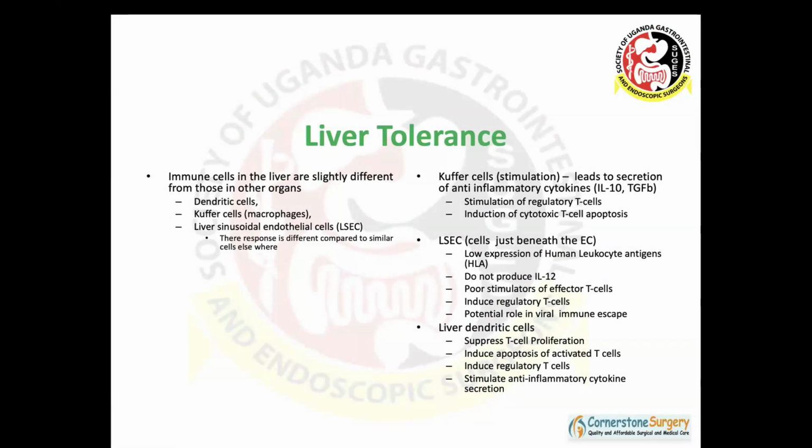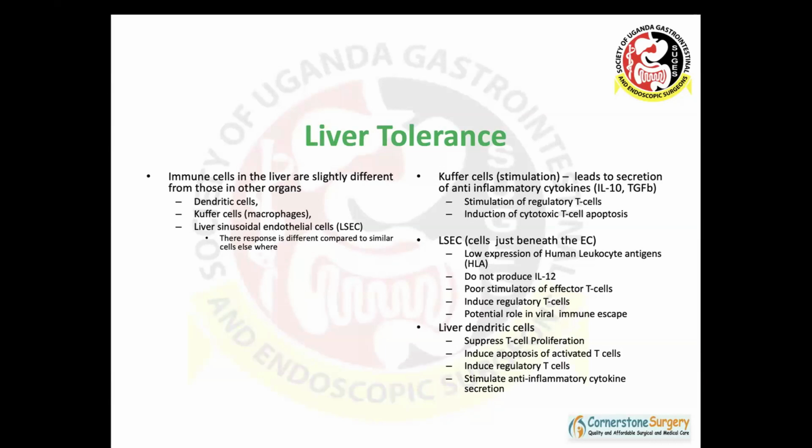One way you see this liver tolerance is that, instead of having macrophages, in the liver we have Kupffer cells. Kupffer cells are modified macrophages. The dendritic cells in the liver are different from the dendritic cells in other parts of the body, and their response to antigen or to attacks from the immune system is different. The liver sinusoidal cells also respond differently, like I've put on the other side on the left.